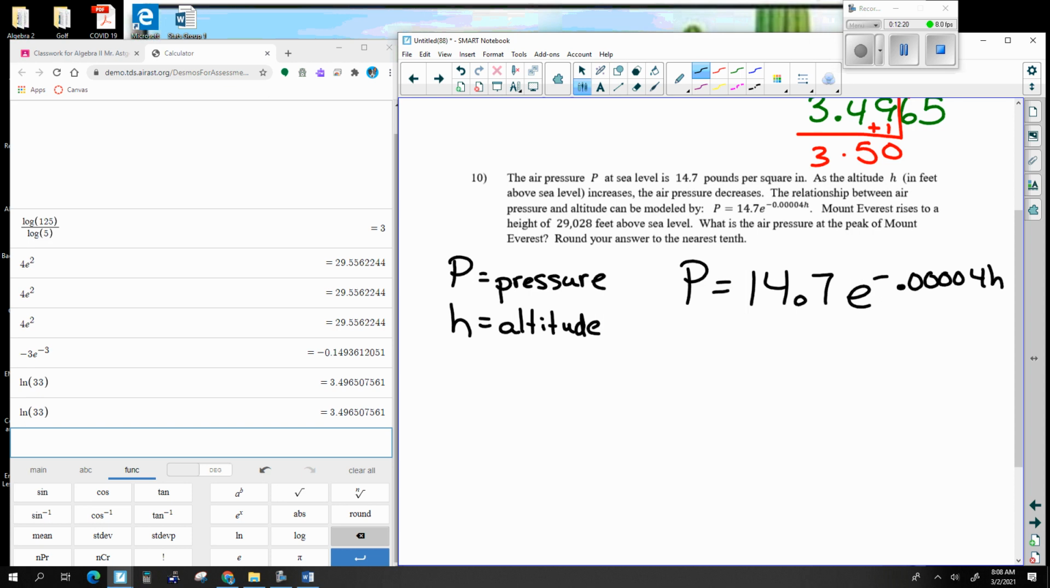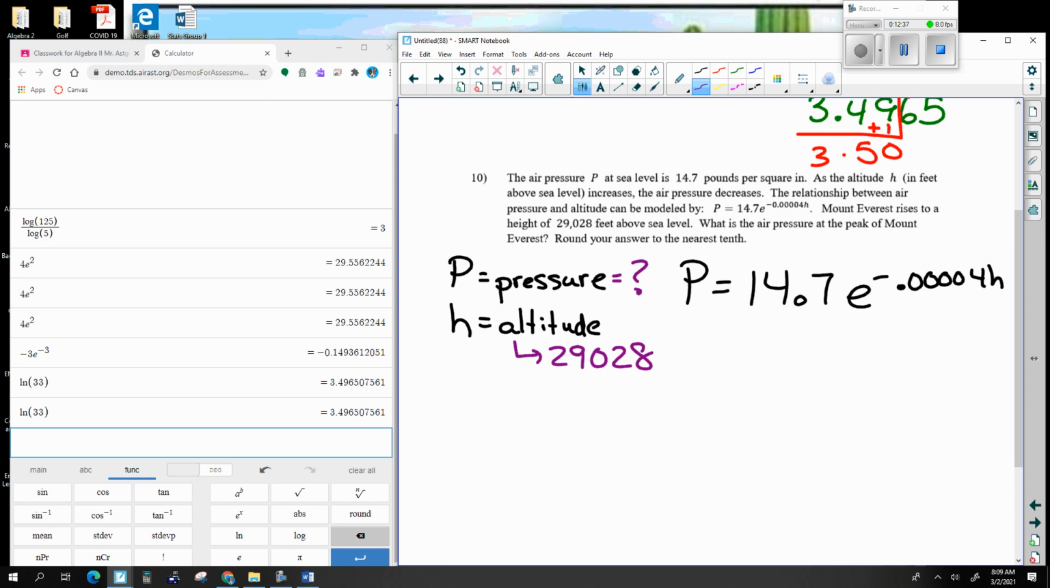Okay. Mount Everest rises to a height of 29,028 feet above sea level. That's an altitude. What is the air pressure at the peak of Everest?